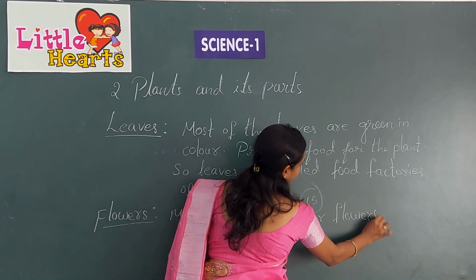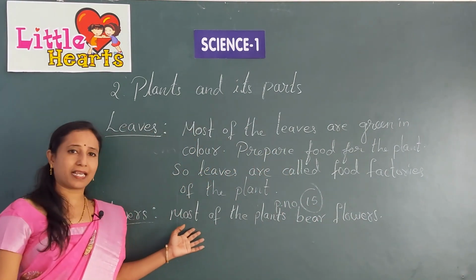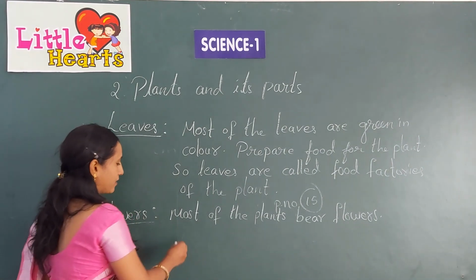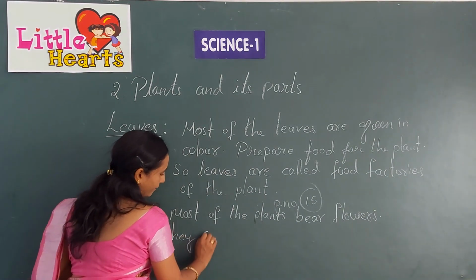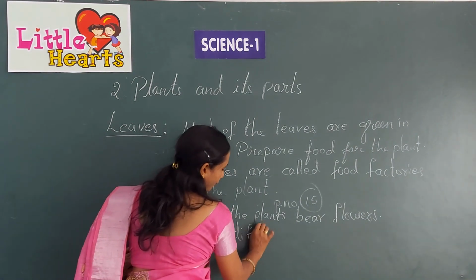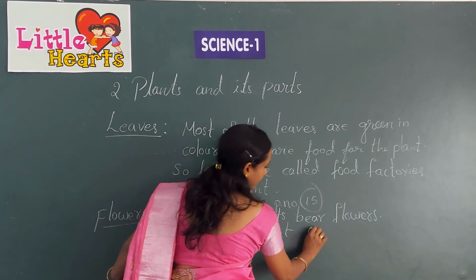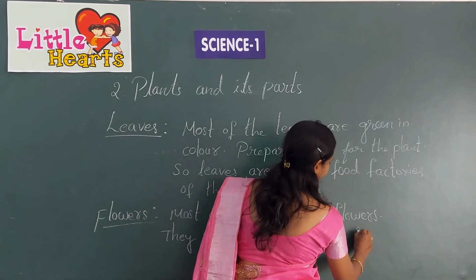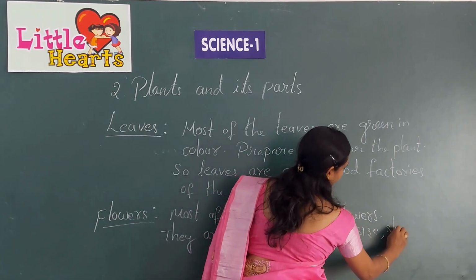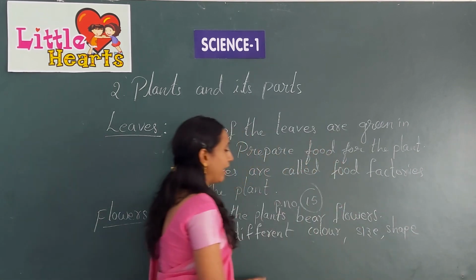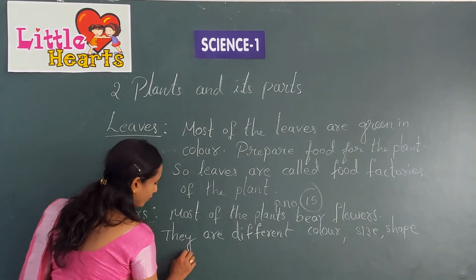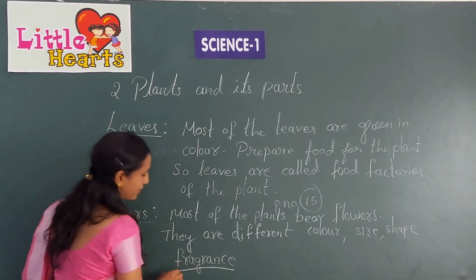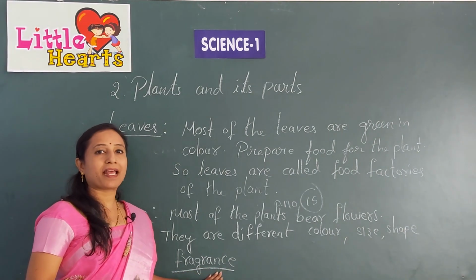And do all the flowers have the same color? No. There are different colors. They are of different color, different size, different shape. And also they have different fragrance. What is the meaning of fragrance? Fragrance means smell, sweet smell.